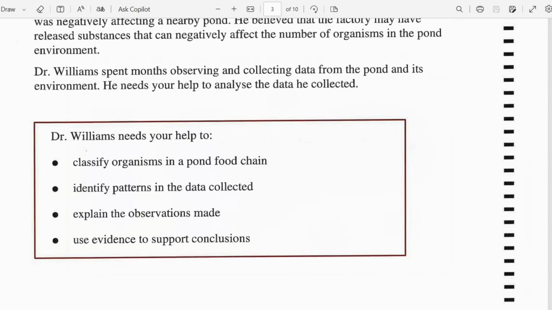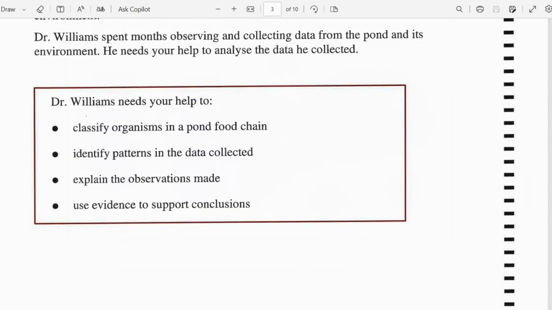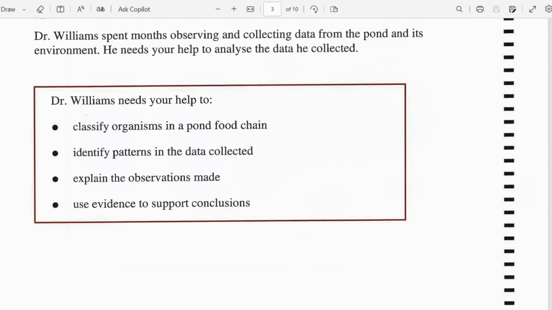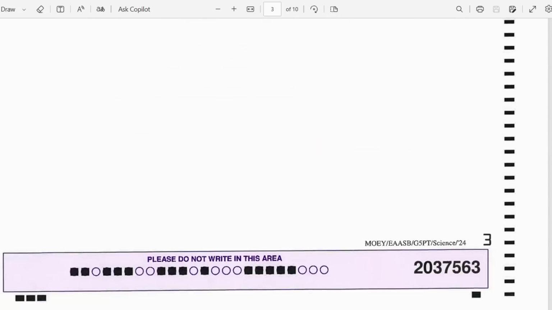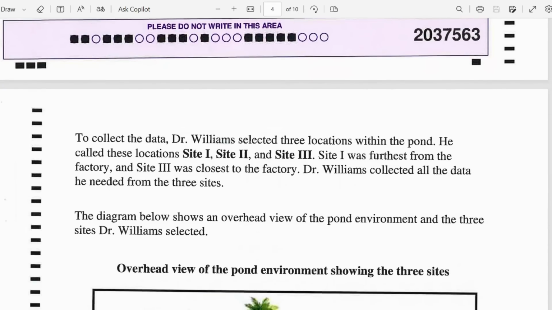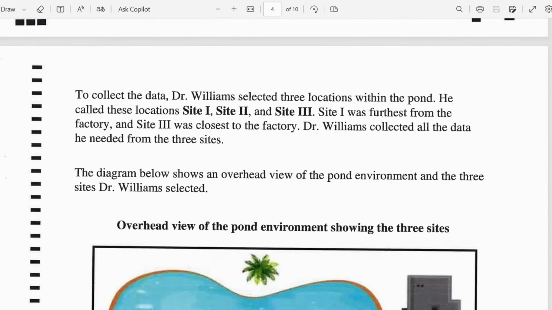Dr. Williams needs your help to classify organisms in a pond food chain, identify patterns in the data collected, observe, explain the observations made, and use evidence to support conclusions. To collect the data, Dr. Williams selected 3 locations within the pond. He called these locations Site 1, Site 2, and Site 3. Site 1 was the furthest from the factory, and Site 3 was the closest to the factory.